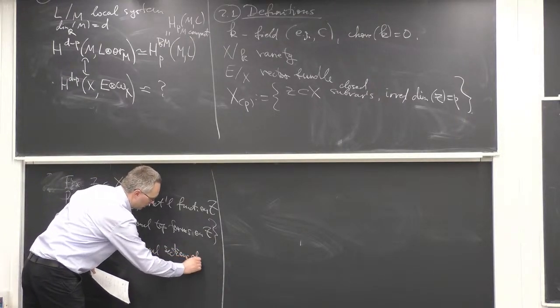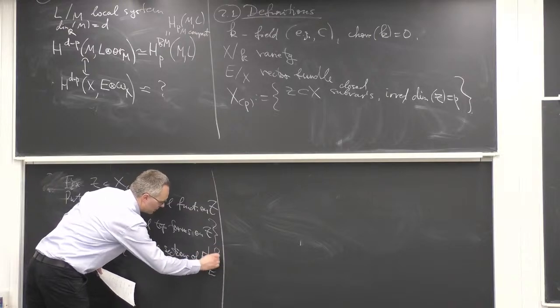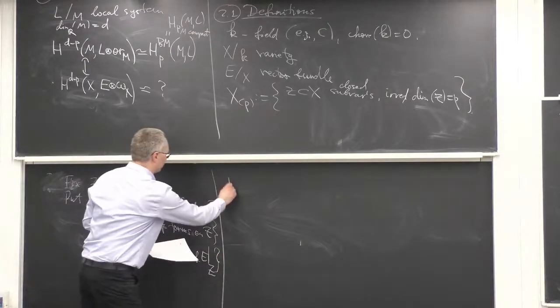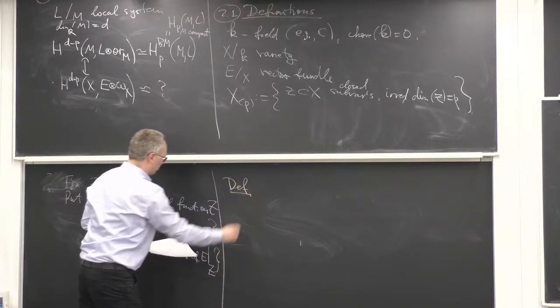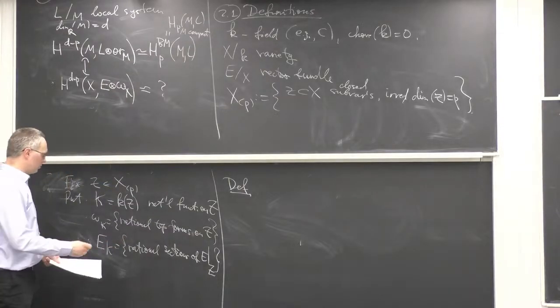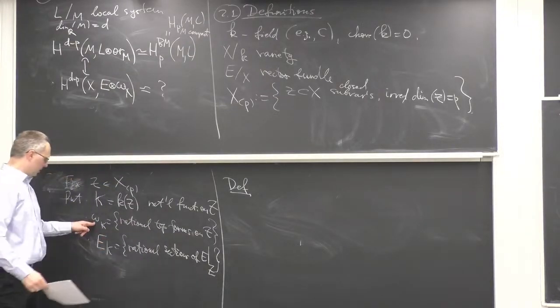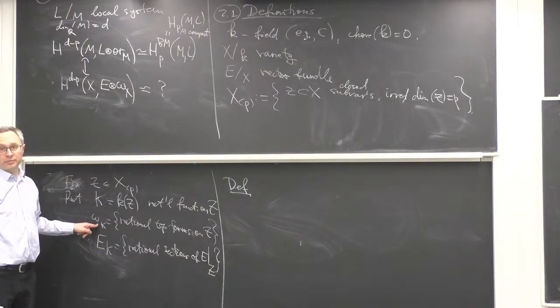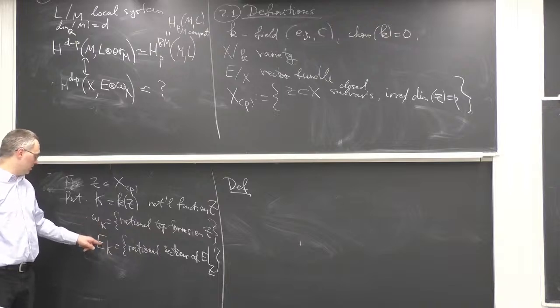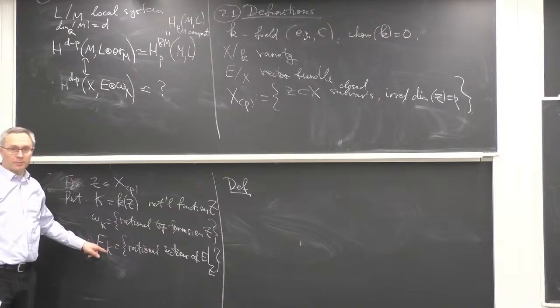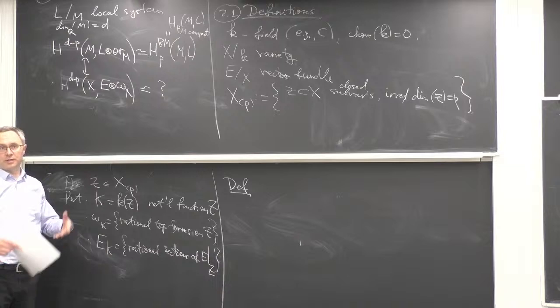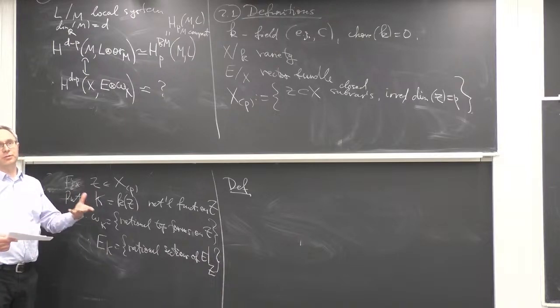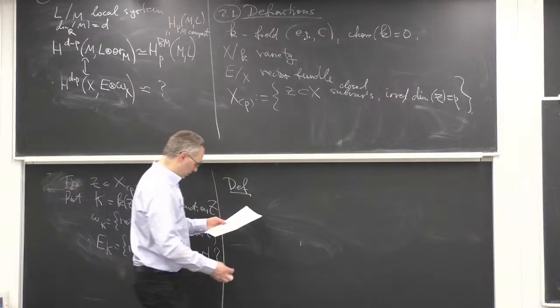Sections of E restricted to Z. Z is reducible. Now the definition. So I want inside the tensor product of omega k. So omega k is a one-dimensional vector space over k. Ek is a rank E dimensional vector space over k. And inside the tensor product, so inside all rational top forms with coefficients in E, I want to distinguish some logarithmic forms. How do I do this?